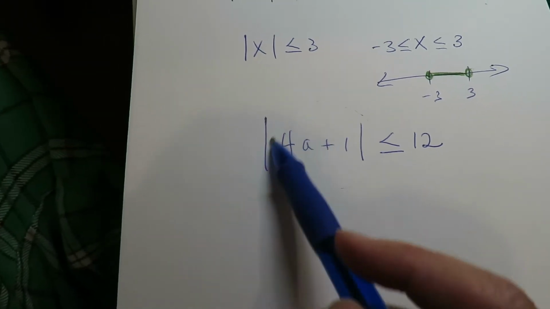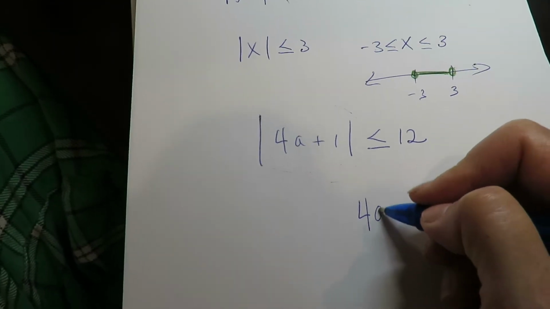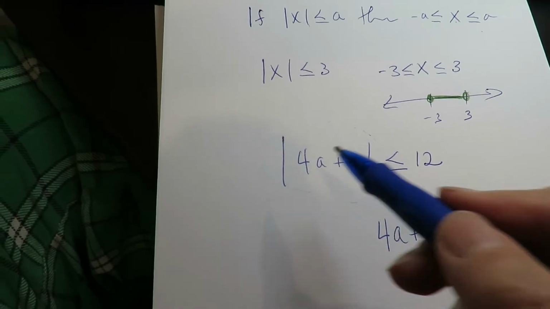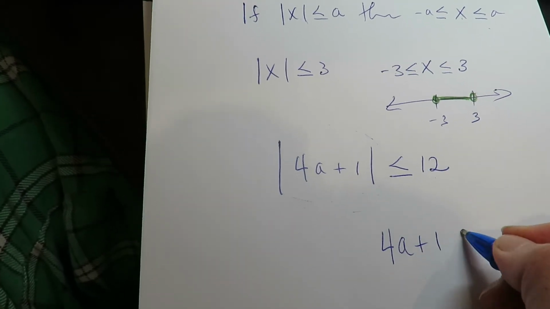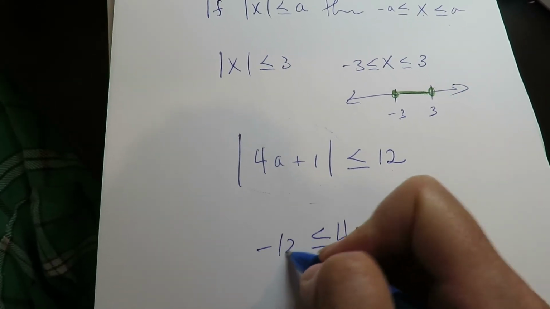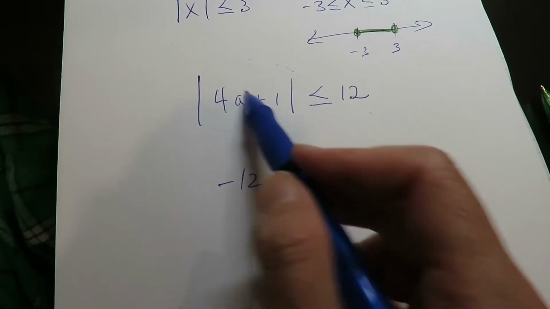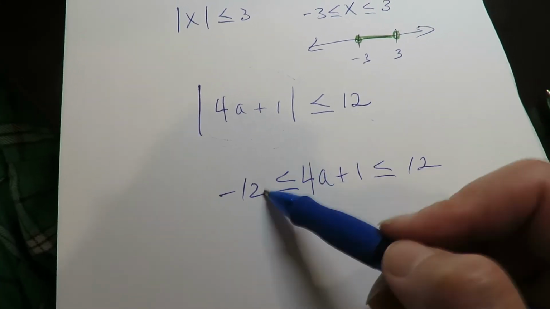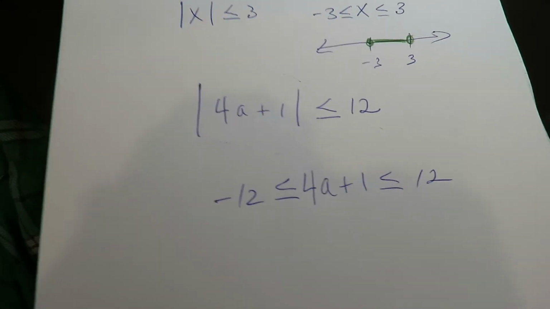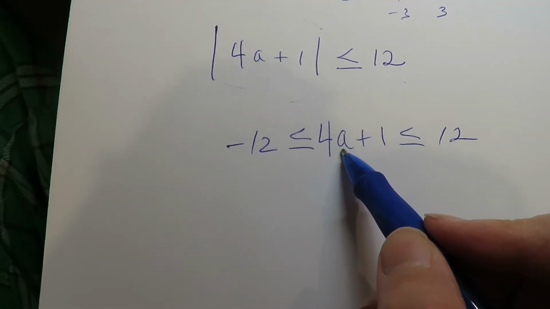So here, this is what's in the absolute value: 4a plus 1. I have to put that in the middle of the positive and negative of what's on the other side, like this. So whatever's here goes in the middle of the positive and negative of what's on the other side. And now your job is to get this a by itself.